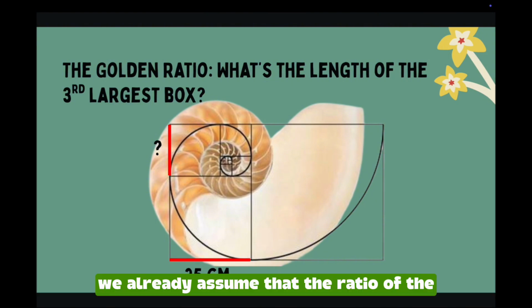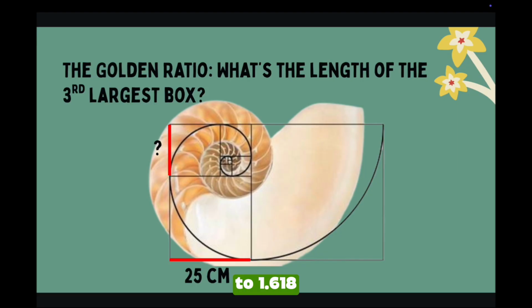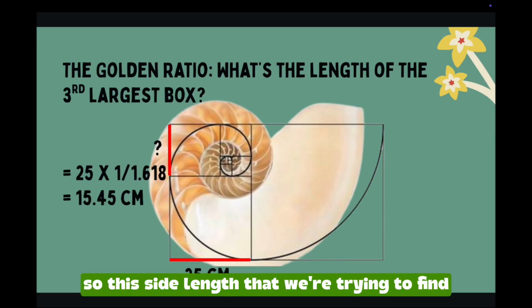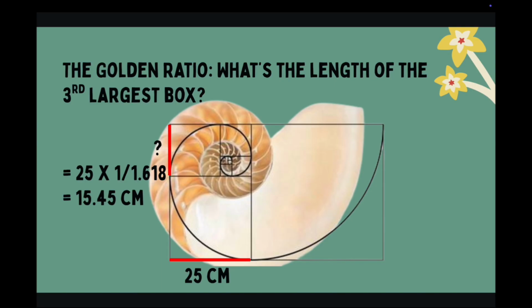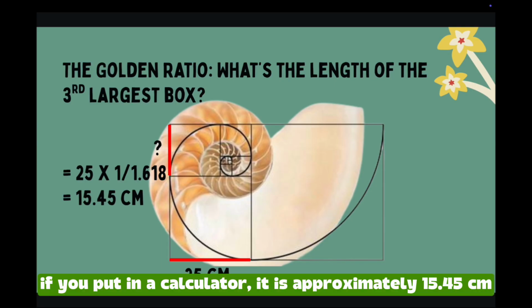We already assumed that the ratio of the side length of the third largest box and the second largest box will be 1 to 1.618. So this side length that we're trying to find would be 25 centimeters divided by 1.618. If you put it in a calculator, it is approximately 15.45 centimeters.